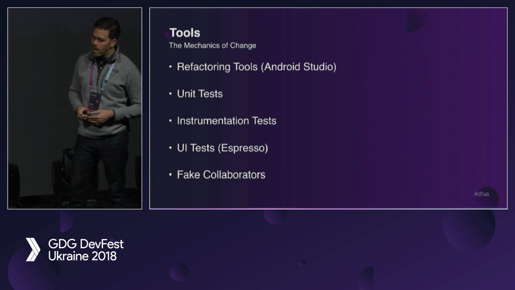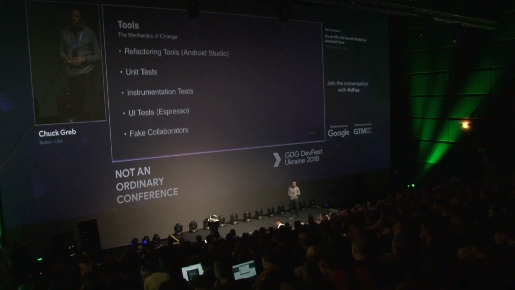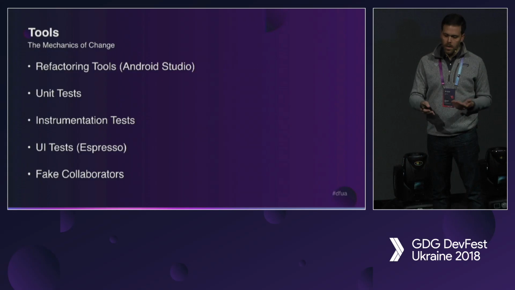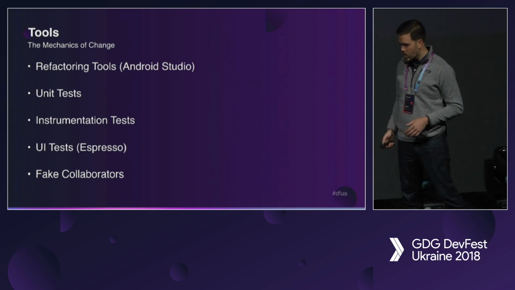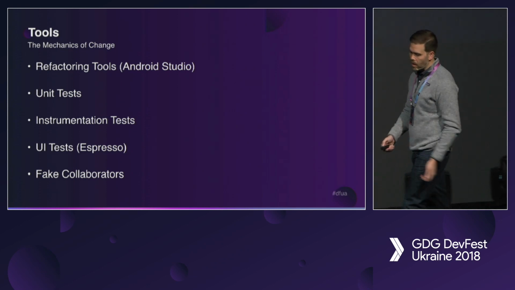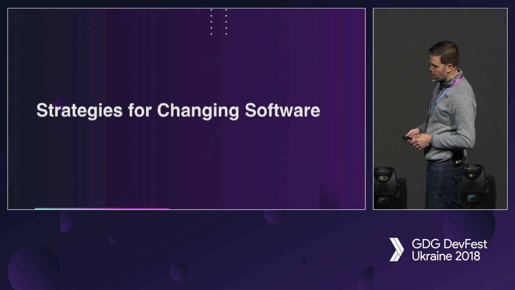And then finally, when testing, we mentioned mock objects and fake collaborators, where you can send in a test double as a dependency so that we can test things more in isolation. That helps us with the sensing part of changing software.